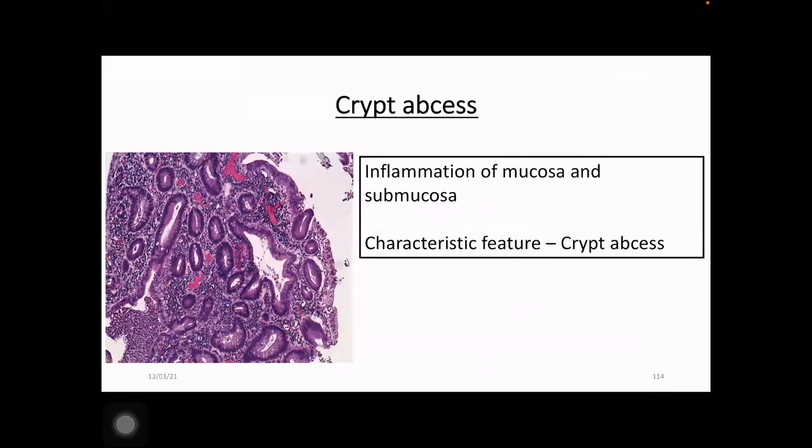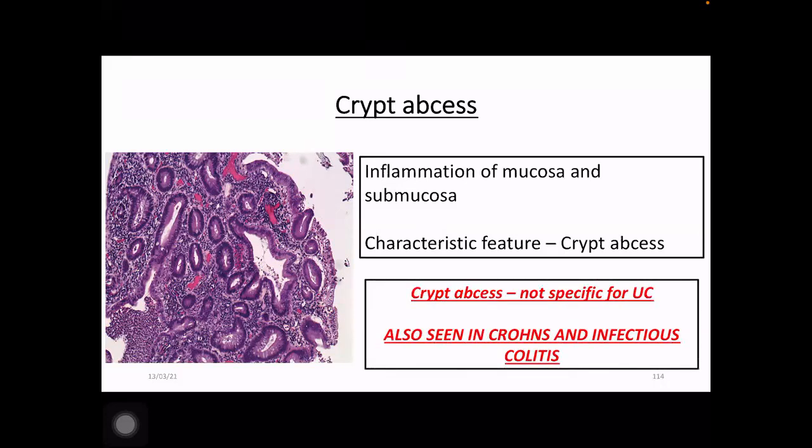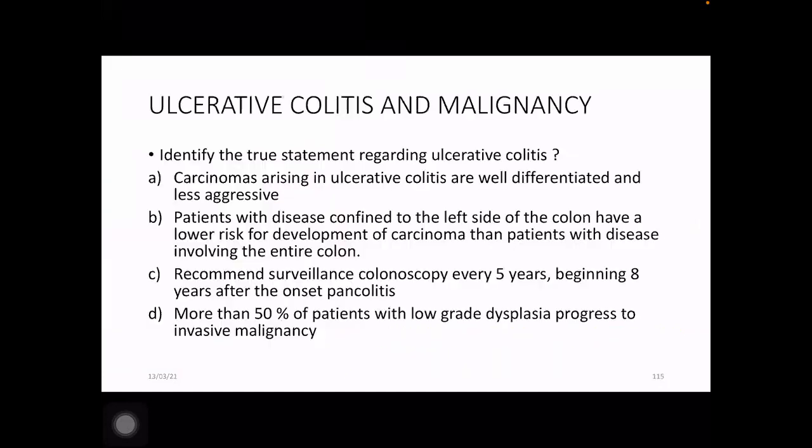Fine. So crypt abscesses, basically all these neutrophils present in the mucosa and submucosa, are called crypt abscesses. It's a characteristic feature, but crypt abscess is not specific for ulcerative colitis because it is also seen in Crohn's as well as infectious colitis. Now coming to ulcerative colitis and malignancy: identify the true statement regarding ulcerative colitis. Carcinoma arising in ulcerative colitis is well differentiated and less aggressive. True or false?